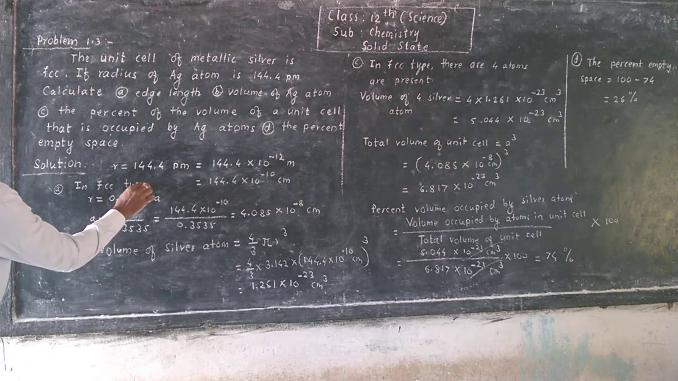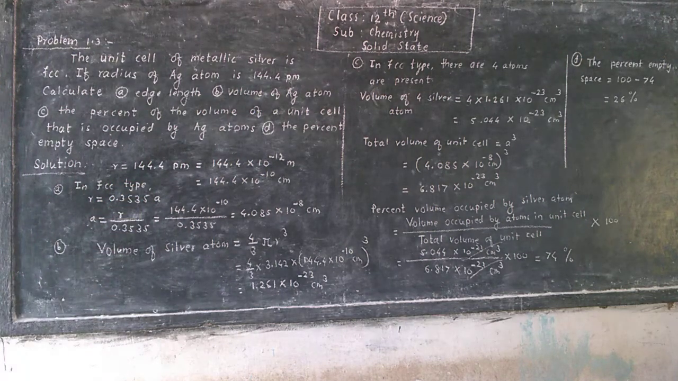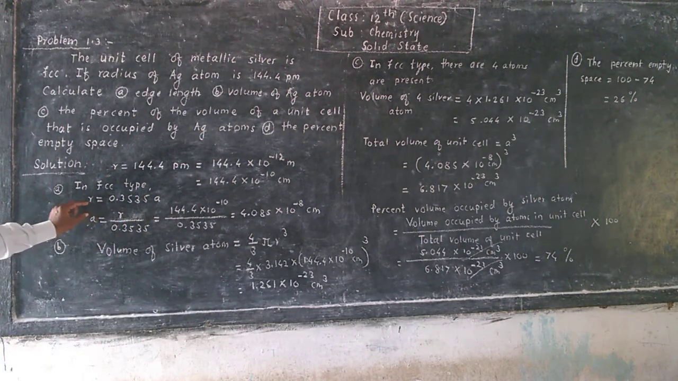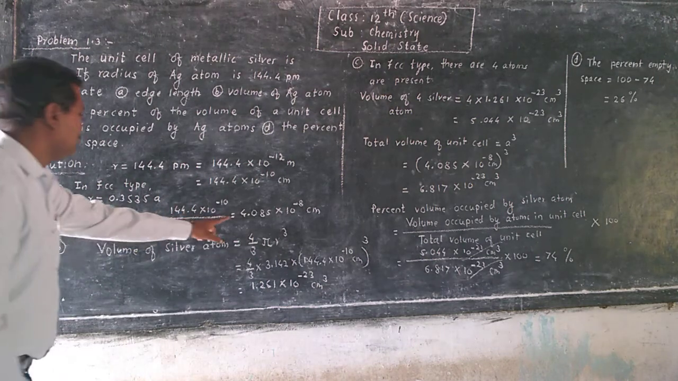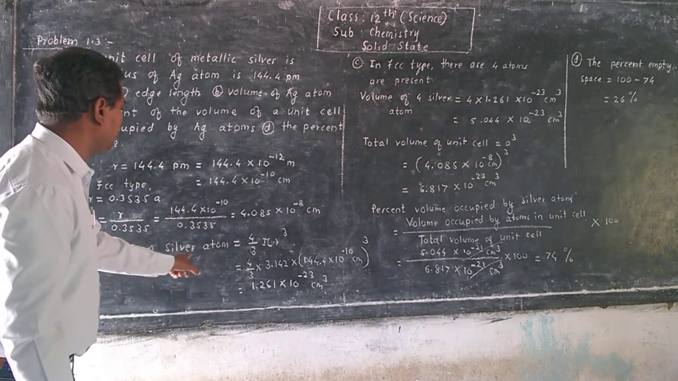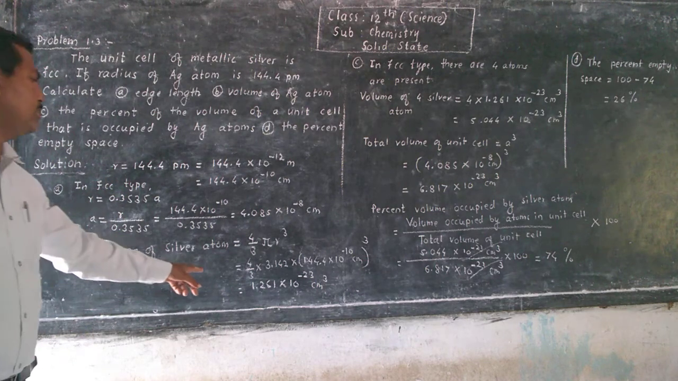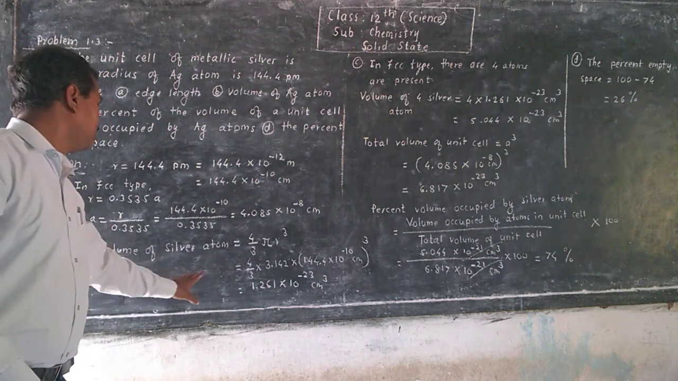At first identify which type is given. Either it is simple or body centered or face centered. So relation between radius and edge length. Then here edge length is equal to r upon 0.3535. So here value of edge length, then volume of silver atom. So it is spherical, so use formula of volume of sphere 4 by 3 pi r cube. Put your value, then we will get volume of silver.